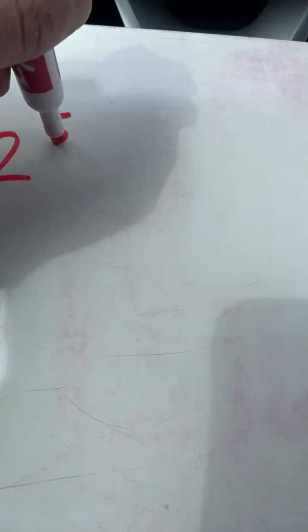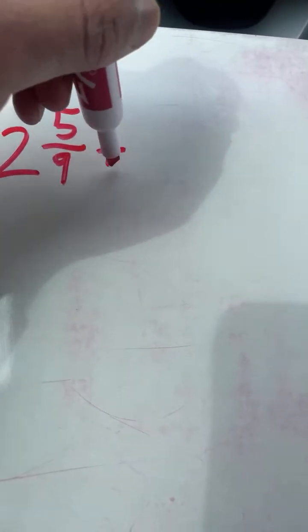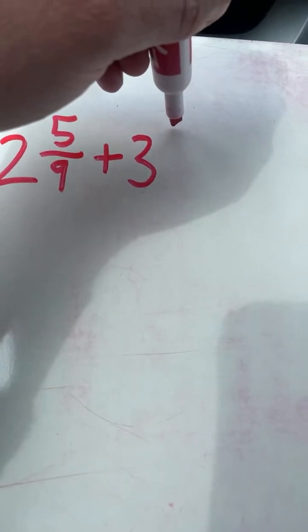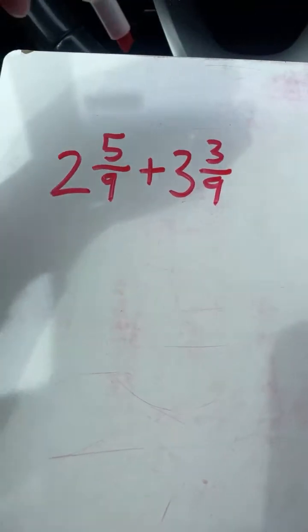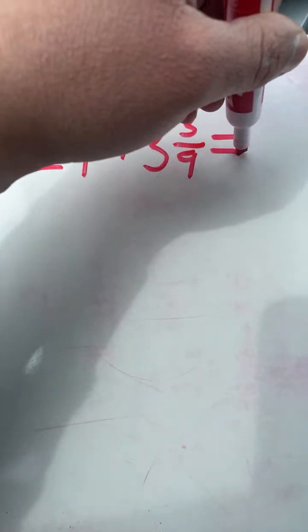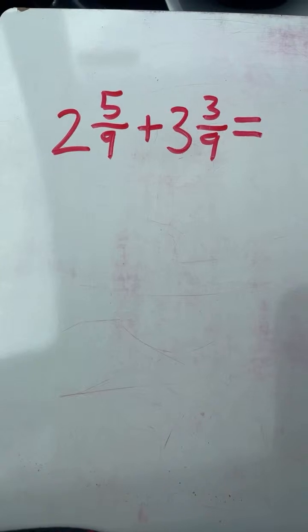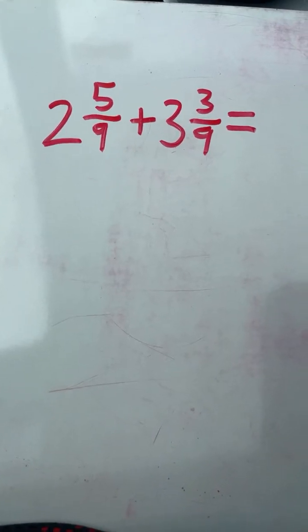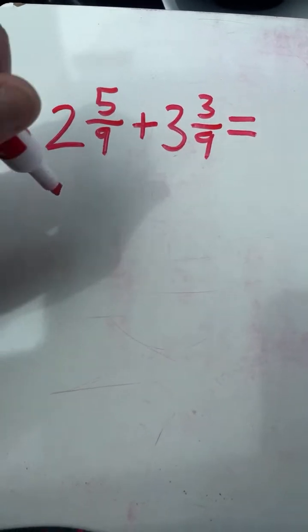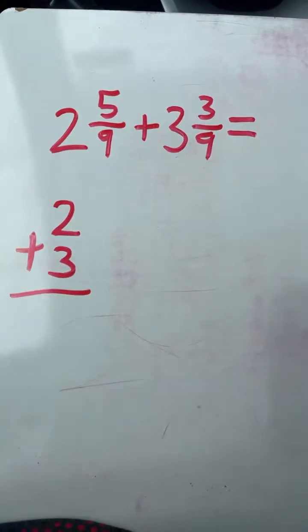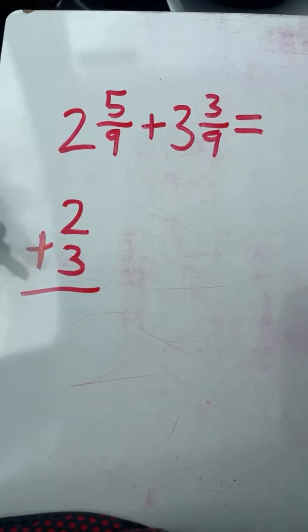2 5/9 plus 3 3/9. So step 1, we add our whole numbers. We add 2 plus 3. What is 2 plus 3? 2 plus 3 equals 5.